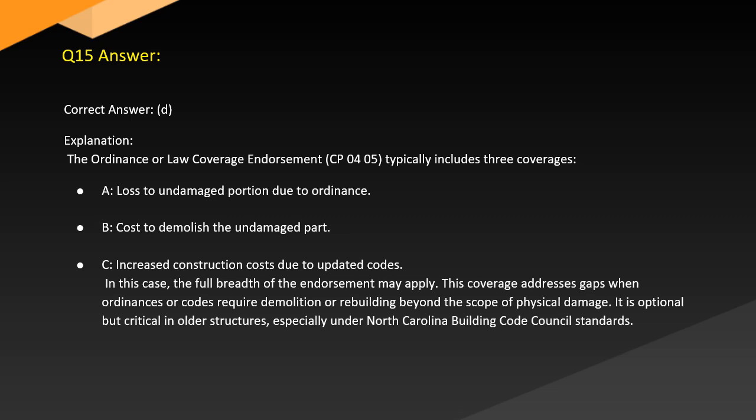Answer. Correct answer: D. Explanation: The ordinance or law coverage endorsement, CP 04 05, typically includes three coverages. A. Loss to the undamaged portion due to ordinance. B. Cost to demolish the undamaged part. C. Increased construction costs due to updated codes. In this case, the full breadth of the endorsement may apply. This coverage addresses gaps when ordinances or codes require demolition or rebuilding beyond the scope of physical damage. It is optional but critical in older structures, especially under North Carolina Building Code Council standards.